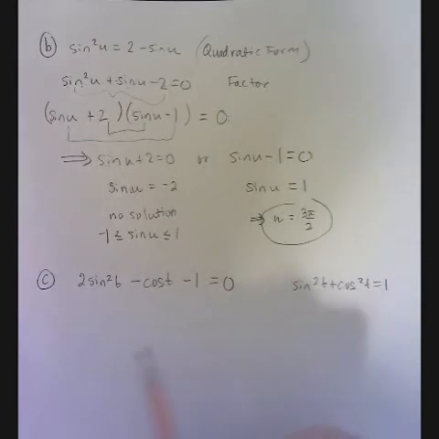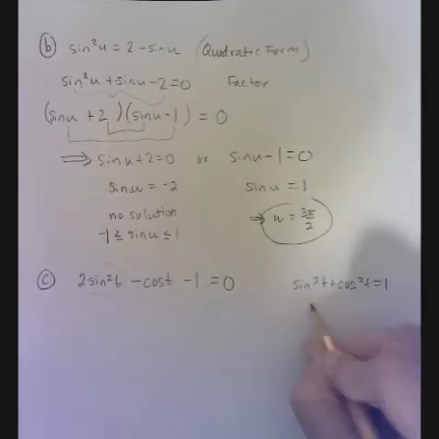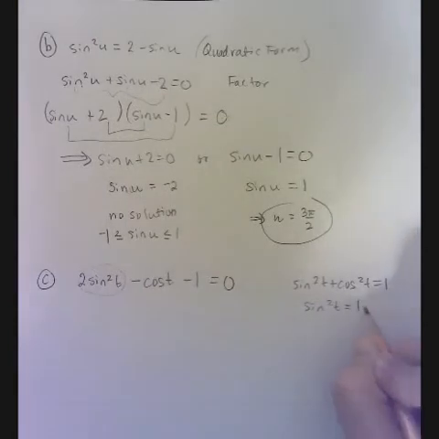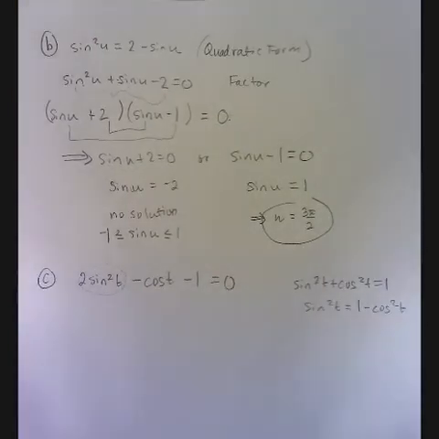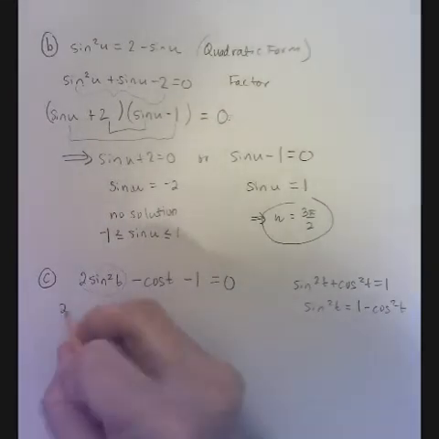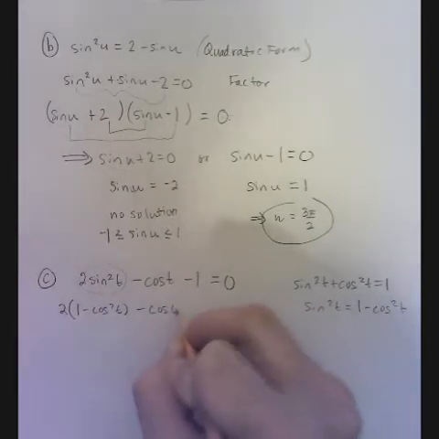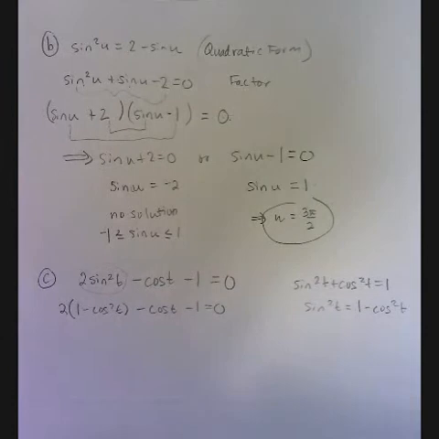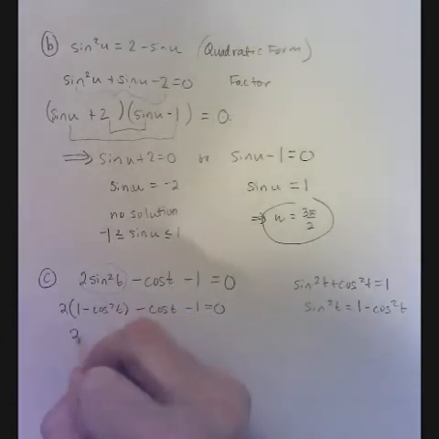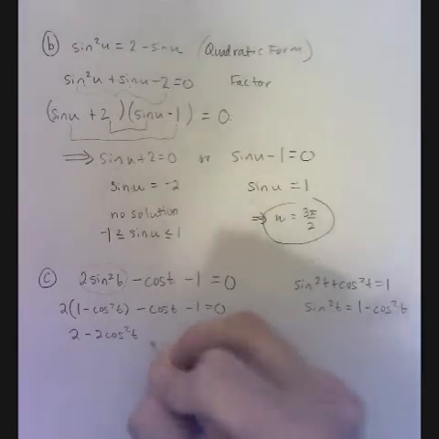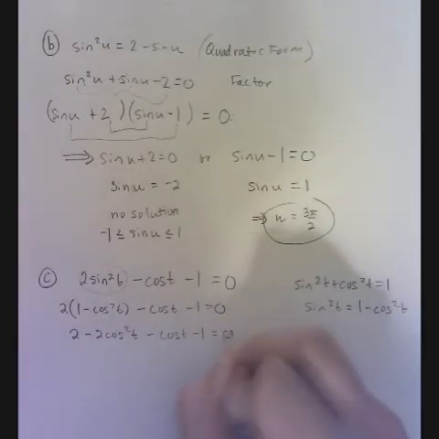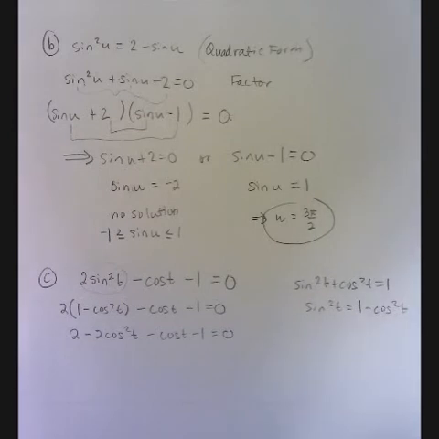So what we'll do instead is replace sine squared t with an expression in cosine squared t. Sine squared t is 1 minus cosine squared t. Okay. So 2 times 1 minus cosine squared t minus cosine of t minus 1 equals 0. Distribute the 2 through: 2 minus 2 cosine squared t minus cosine t minus 1 equals 0. And then we've got everything in terms of cosine. It's quadratic in cosine t, so we're going to have to do it like the last problem now. But now it's manageable because these are the same functions, right?